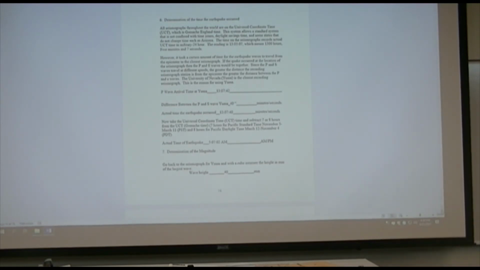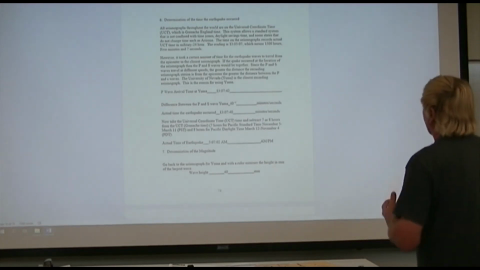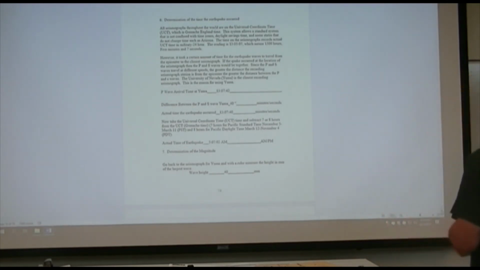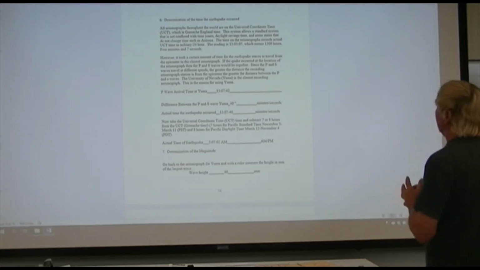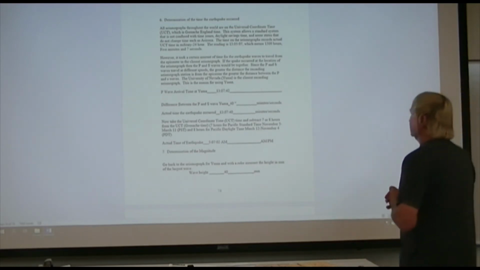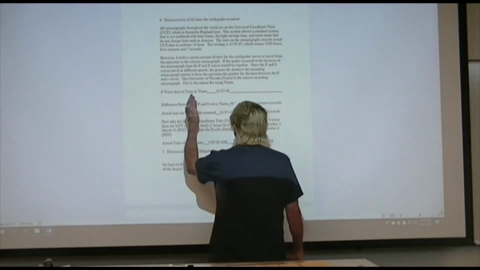states like Arizona do not even use daylight saving time. They don't change their clocks at all. Arizona's on Mountain Time, California's on Pacific Standard Time. So rather than worry about all of that, all seismographs are on the same time. So what we have to do in order to figure out what time the earthquake occurred is we have to now focus back on Yuma. Why? Because it's the closest seismograph to the quake.